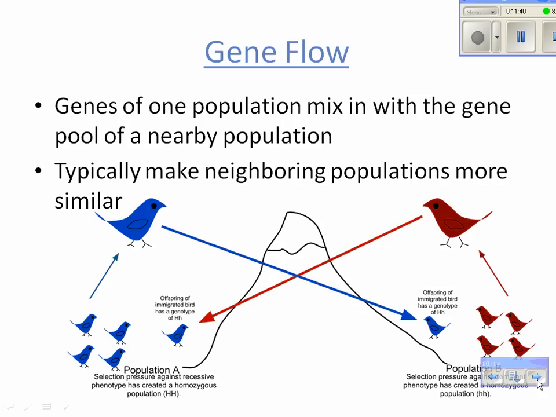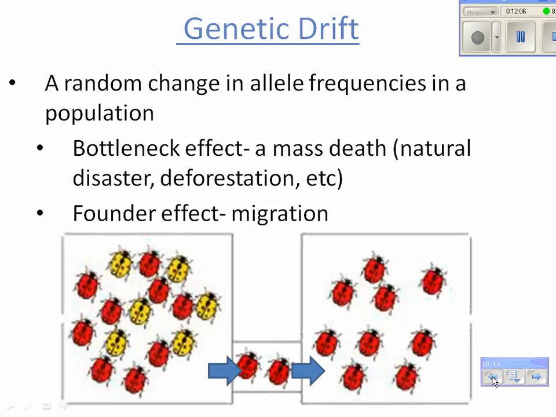Gene flow is when two populations intermix. So you've got the blue population of birds and the red population of birds. Since birds can fly, this red bird decides to come over here, and now the red bird mixes with the blue birds, and this blue bird comes over here and mixes with the red. So gene flow is the mixing of two populations, while genetic drift is the changing within one population.